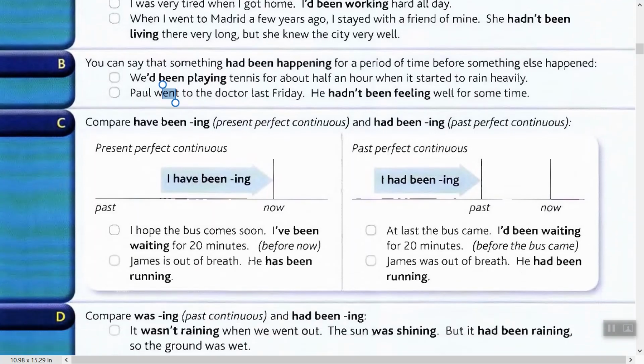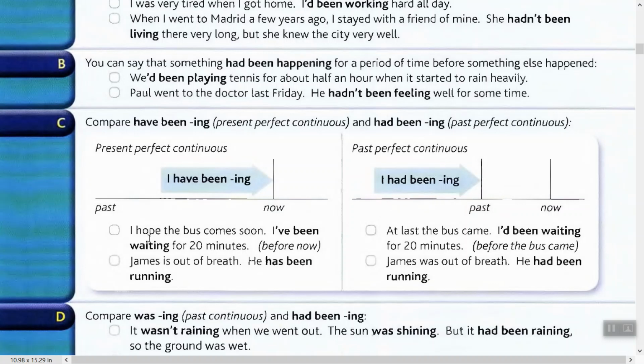You see, it is similar to the present perfect. Here we have the difference between present perfect simple and past perfect, present perfect continuous and past perfect continuous. You see here, past on the diagram and now, there is a relation between past and now. But this now has no connection to the past continuous here.